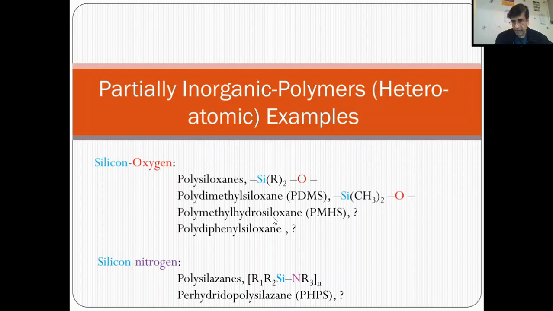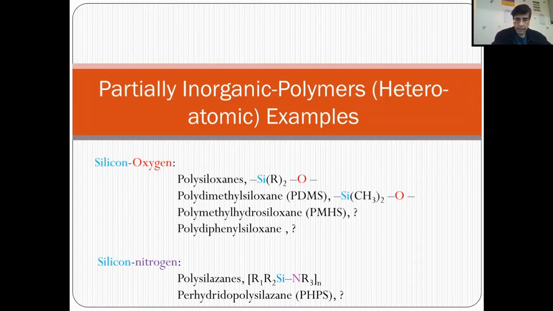What you will do here, this one I leave it for you, how to write the structure. Polymethyl hydroxyl, this is the structure, PMHS. So you have to write down the structure for yourself, and I may ask you to do this in the assignment. Okay, and this may be asked in the assignment to show.